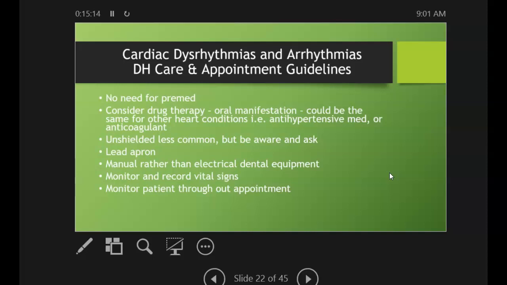We want to, again, think about the shielding of a pacemaker. Unshielded is less common, but we want to be aware and ask the patient. You could put a lead apron on them if they happen to have an unshielded pacemaker. Use manual rather than electrical dental equipment as well, so hand scaling rather than ultrasonics if they have an unshielded pacemaker. Monitor and record their vital signs, and monitor the patient throughout the appointment.